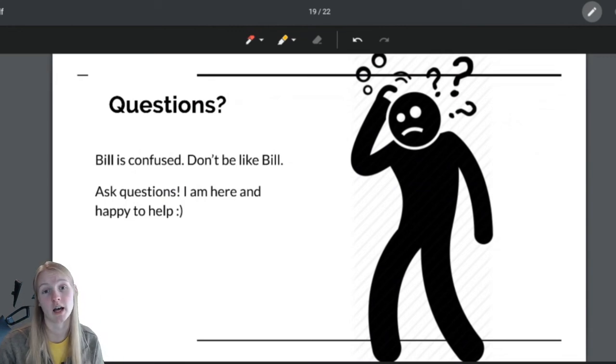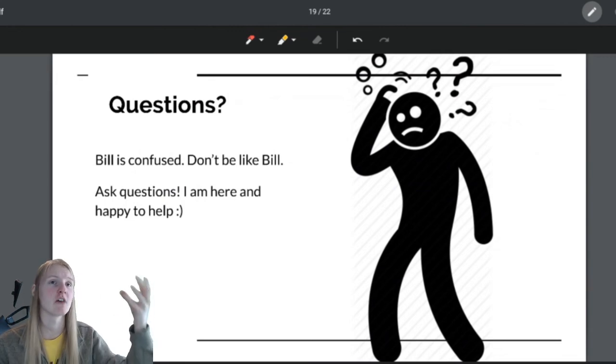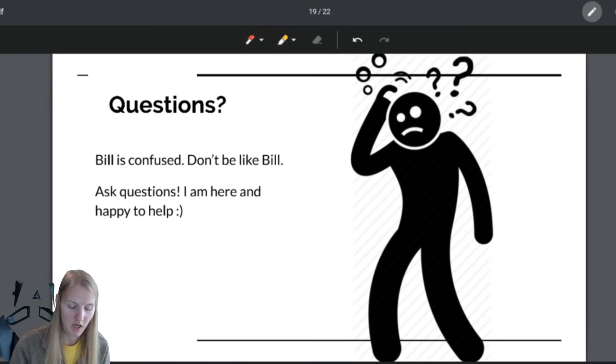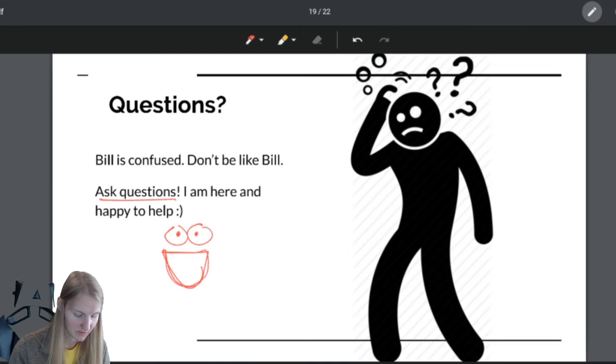Something that I wish I had done. I would have been a better mathematician if I had problem solved through my own issues before just running to my professor. So, don't be like Bill. Work through your confusion, and if you can't work through your confusion, ask questions. I am here and I'm so very happy to help. This is me. I'm very happy to help you.